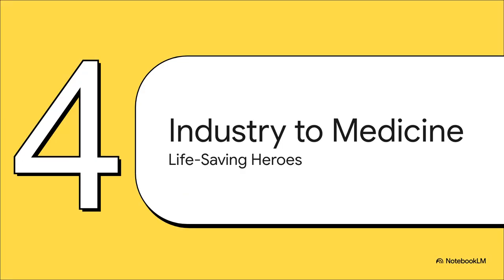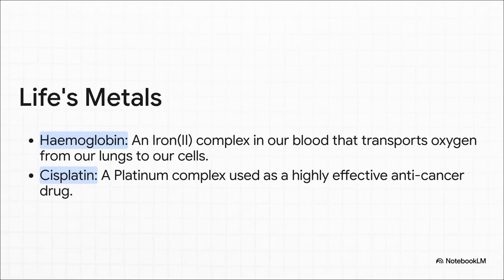So we've seen how these metals can build civilizations and clean our air, but maybe their most profound roles are the ones they play inside our own bodies and in the medicines that save our lives. Let's just look at two incredible life-saving examples. Hemoglobin, the molecule that carries oxygen in your blood every second of every day, it's a complex built around an iron ion. And cisplatin, a revolutionary anti-cancer drug, that's a complex built around a platinum ion.